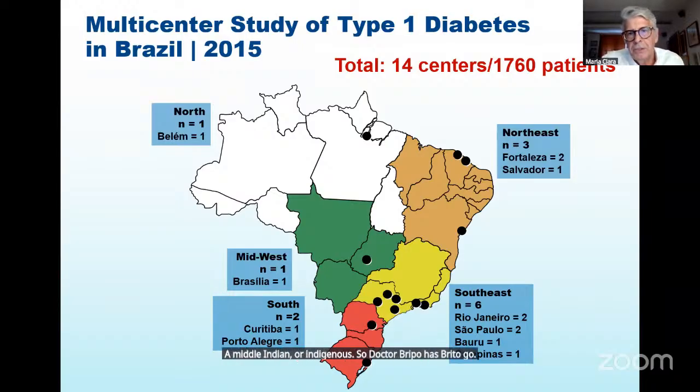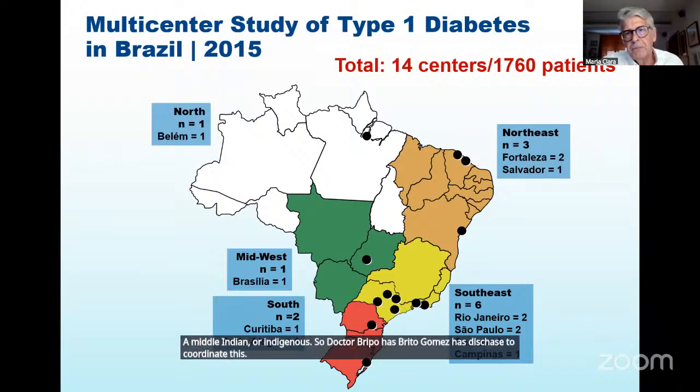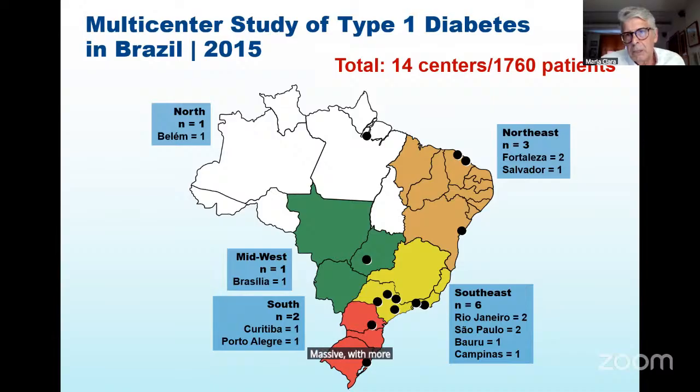Brito Gomes has this chance to coordinate this massive study with more than 1,700 patients from different centers in Brazil: from the north in Belém do Pará, from Ceará in the northeast, and also in Bahia, Salvador, and in the central area from the Distrito Federal, Brasilia, in the south from Paraná and Rio Grande do Sul, with Curitiba and Porto Alegre, the capitals of these states, and also from the southeast, from Rio de Janeiro.